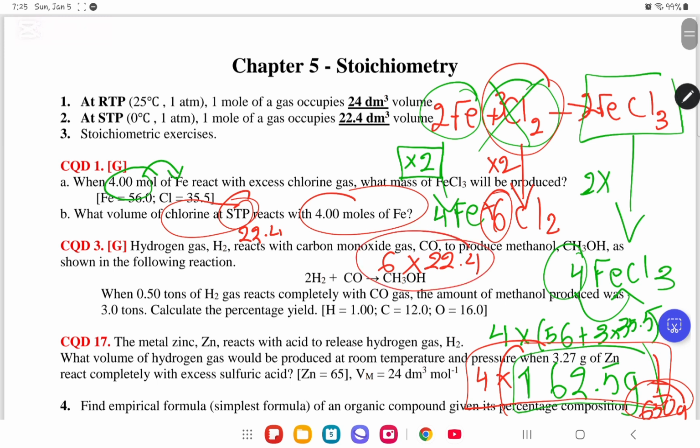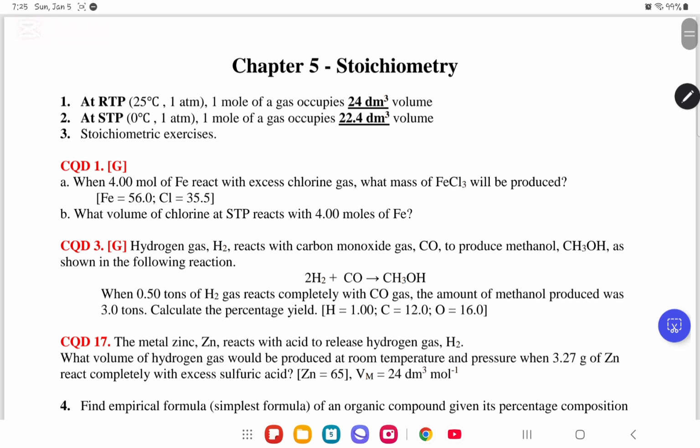We have 6 times 22.4. This will then be the volume of chlorine at STP. So 6 times 22.4 is going to be 134.4. So I'm going to repeat for CQD 1 what we did.